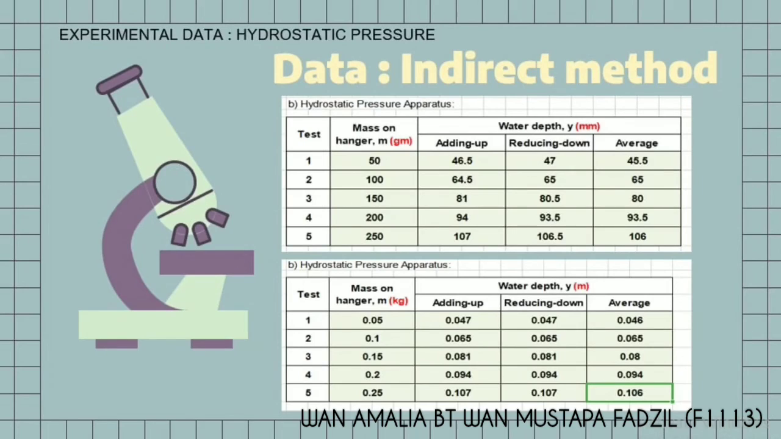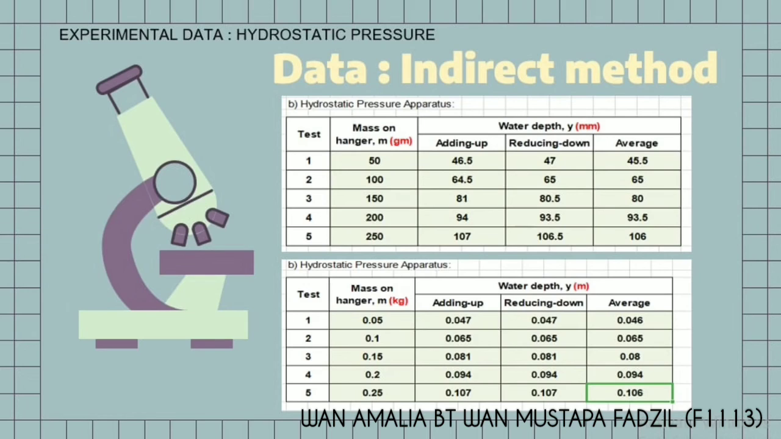Now I will explain the data for method 3, hydrostatic pressure, for the indirect method. As you can see, there are two tables. For the mass on hanger, the first table is in unit gram and the second table is in unit kg. Let's look at test 1, which is 50 in table 1 and 0.05 in table 2. To get 0.05, we divide 50 by 1000. Same for test 2, 3, 4, 5, just divide by 1000.